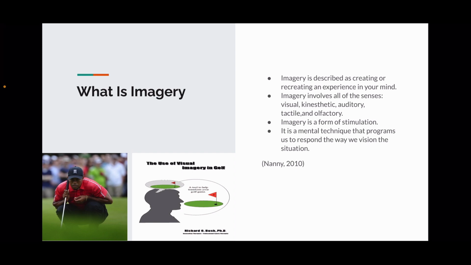It is a mental technique that programs us to respond in a way that we vision the situation or the movement and experience. So the two pictures that I have in the bottom corner, first one is of Tiger Woods. He is visualizing a putt. The second picture I have is a fabulous book for golfers. It's called The Use of Visual Imagery in Golf.